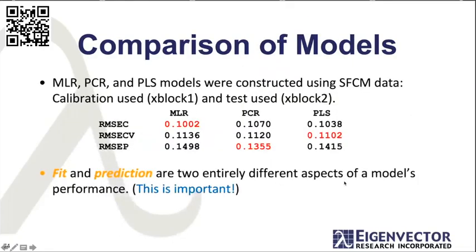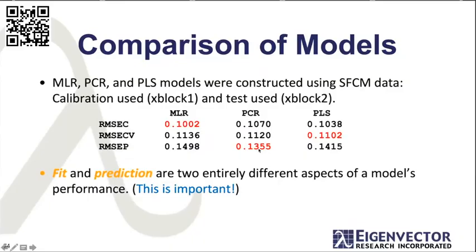In our example with the RMSE for our slurry-fed ceramic melter, we can look at the RMSEC, CV, and P for each of the three modeling approaches. And you'll notice that the calibration error was lowest for MLR. Well, that was the objective. That was what MLR tried to do, was fit the data as best it could. In cross-validation, it looks like PLS is the lowest.